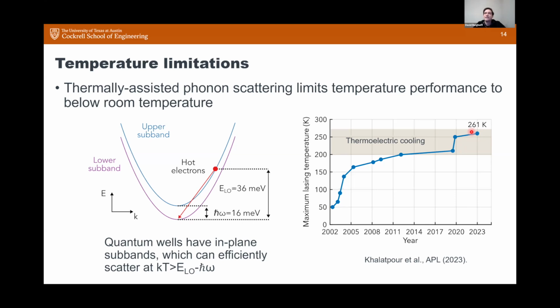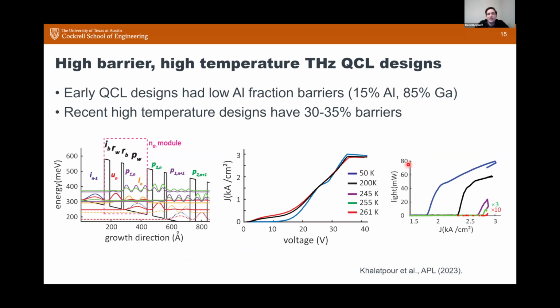It's basically the highest frequency that you could achieve without actually seeing an absorption band from the optical phonons. These recent high temperature terahertz designs are all high barrier designs. The earlier designs all relied on low aluminum fractions, in other words, the barriers had aluminum fractions of about 15%. These recent designs have had much higher barriers, on the order of 30 to 35%. They take much more power as well, but the trade-off is that their performance is better at elevated temperature. So this is an exciting area.